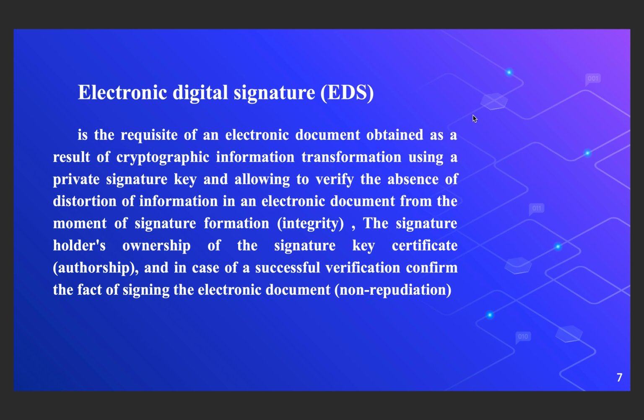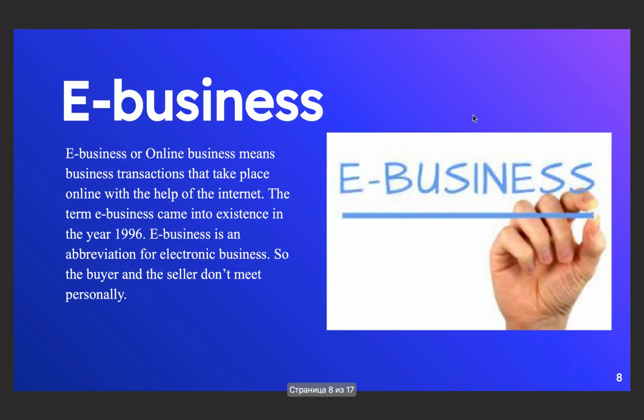As I told before, to sign up and sign in and work with different services on egov.kz, you will need an electronic digital signature (EDS). EDS is the requisite of an electronic document obtained as a result of cryptographic information transformation using a private signature key and allowing to verify the absence of distortion of information in an electronic document from the moment of signature formation, integrity, the signature holder's ownership of the signature key certificate, authorship, and in case of a successful verification confirm the fact of signing the electronic document, non-repudiation.